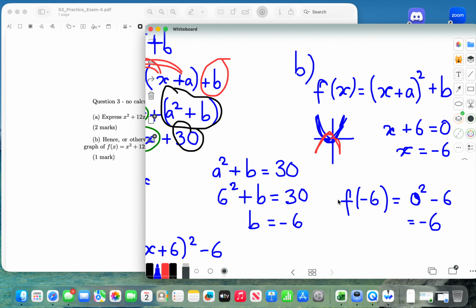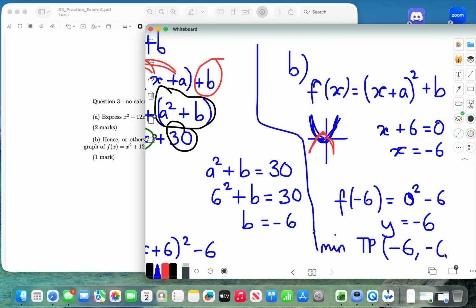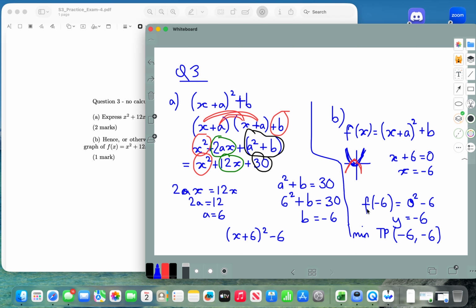And we can then write down that y is minus 6 and the turning point, or the minimum turning point, is (minus 6, minus 6). And that's us finished that section.